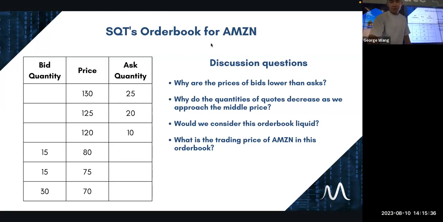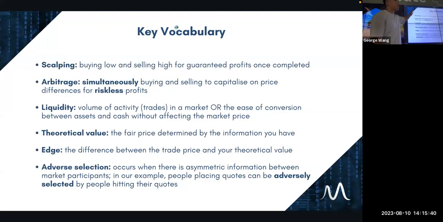So before I show you the answers that I wrote, I'm going to first give you some key vocabulary that's going to be pretty relevant throughout the workshop. Okay. So the most important ones are probably scalping and arbitrage. These two terms are commonly misinterpreted to be the same, but they're actually not. Okay. So scalping is the act of buying low and selling high for riskless profit, or guaranteed profits once you achieve those trades. Okay.